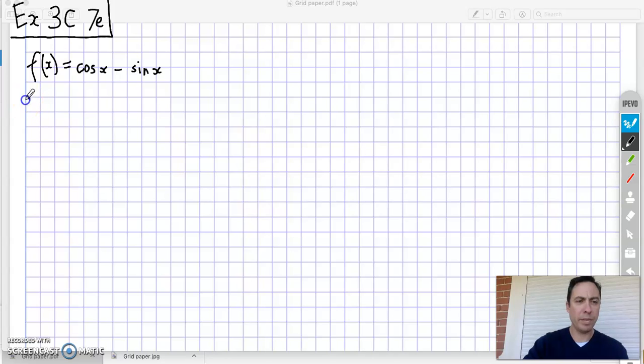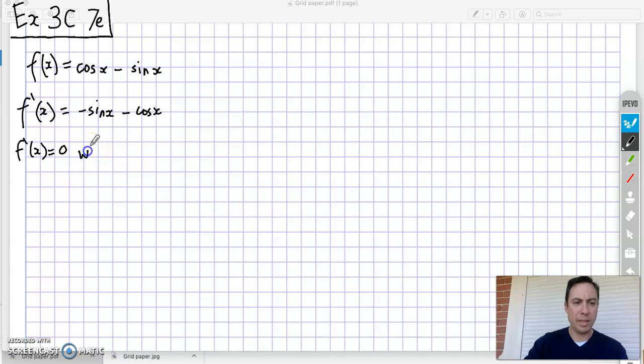We need the derivative to find the stationary points, f prime x. Derivative of cos minus sine, and derivative of sine is cos. Derivative of sine of x is cos of x. So there is our derivative. To find stationary points, you need to make this equal to 0, because this is our gradient function, and stationary points occur when the gradient equals 0.